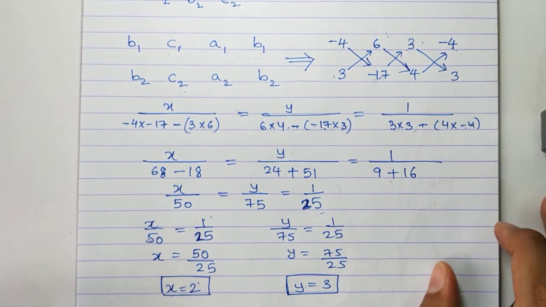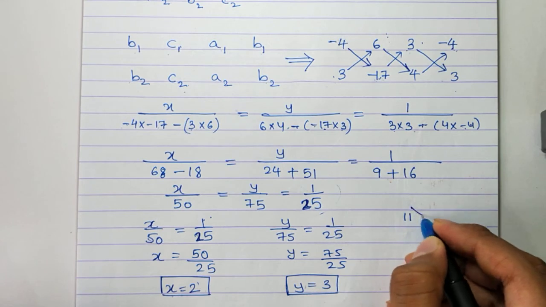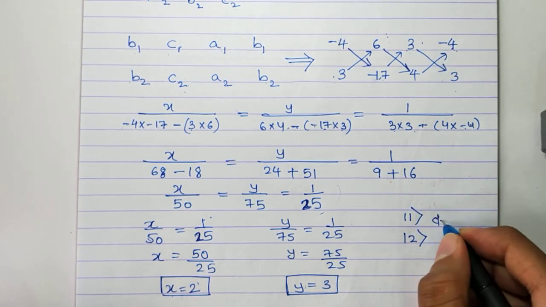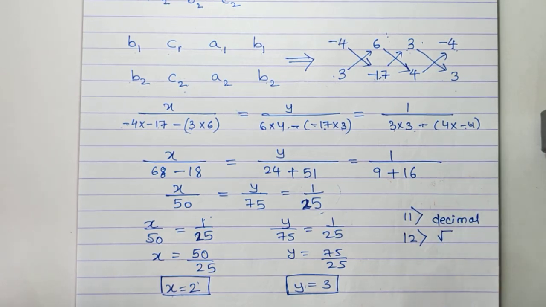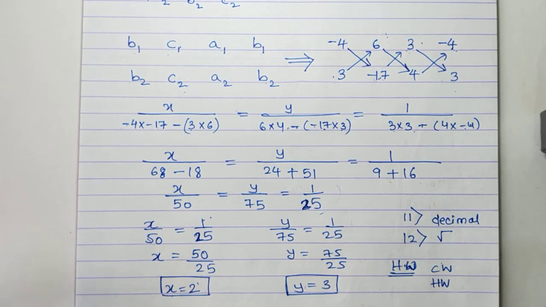You have to just follow these steps, except the last two sums, the question number 11 and the question number 12, because the question number 11 has decimal points and the question number 12 has root, which makes these two questions different from others. Okay, so I'll do these two questions in the video. Remaining questions I will give you for homework. Remaining questions you must solve it in your classwork as well as in your homework.